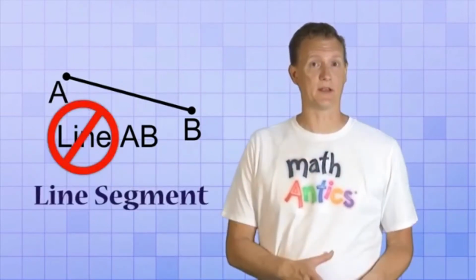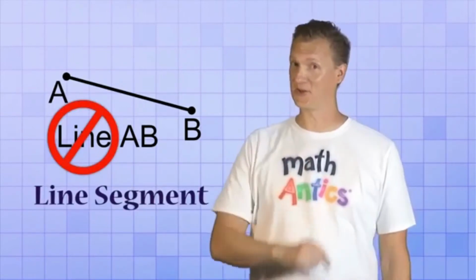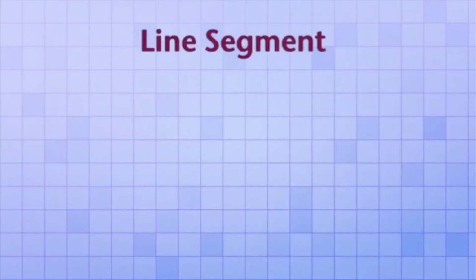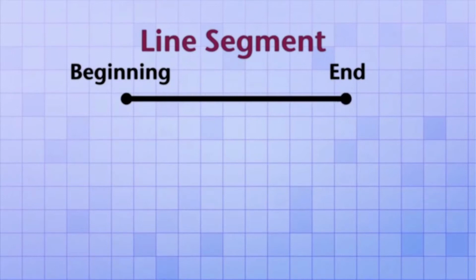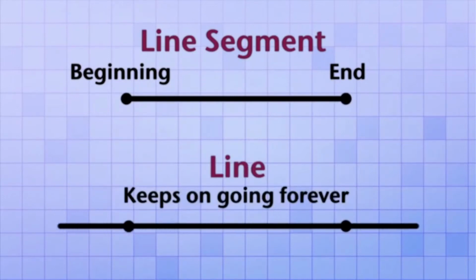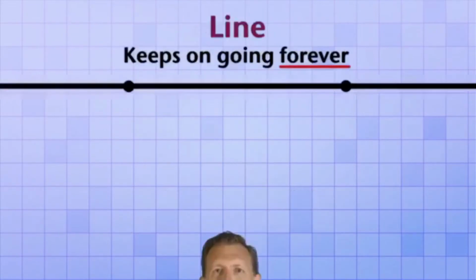But technically, this isn't really a line. It's a line segment. What's the difference, you ask? That's a good question. A line segment has a beginning and an end. It starts at one point in space and it ends at another. A line, on the other hand, just keeps on going in either direction forever, just like the number line keeps on going forever. Well, at least we imagine that it goes on forever.